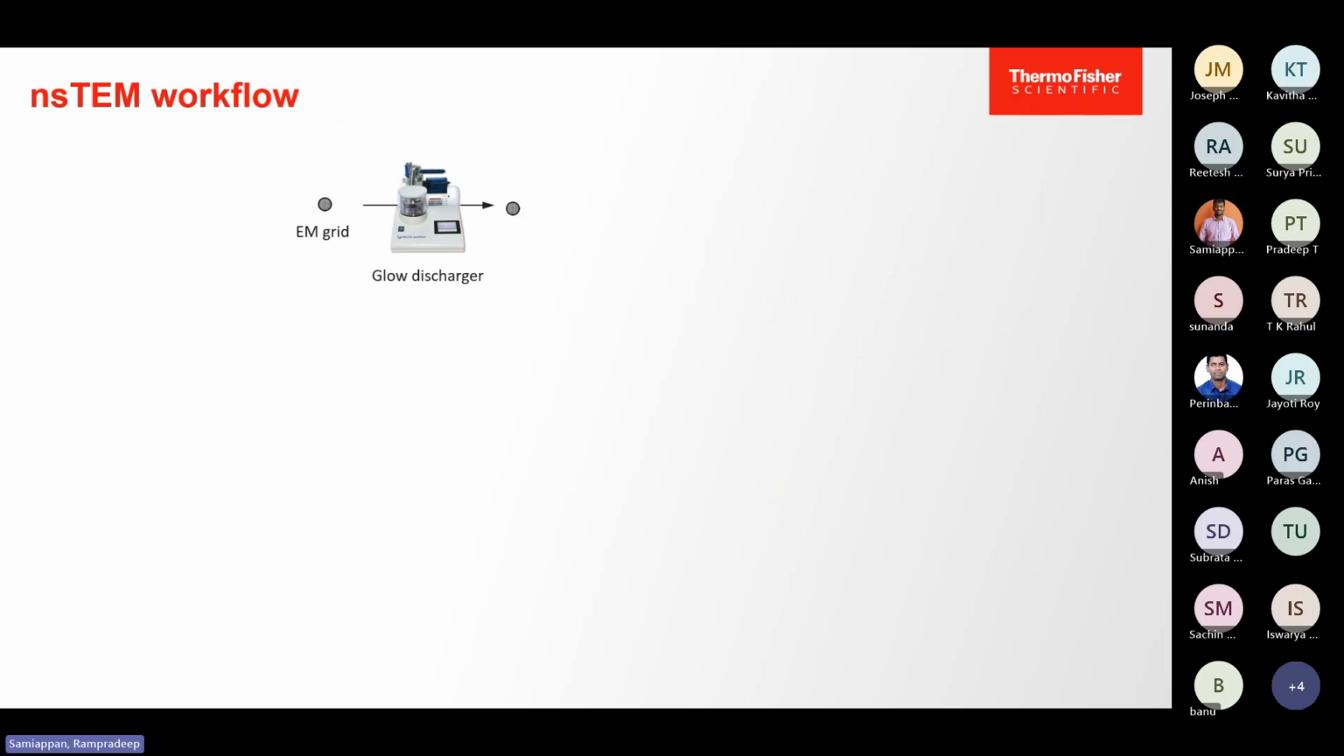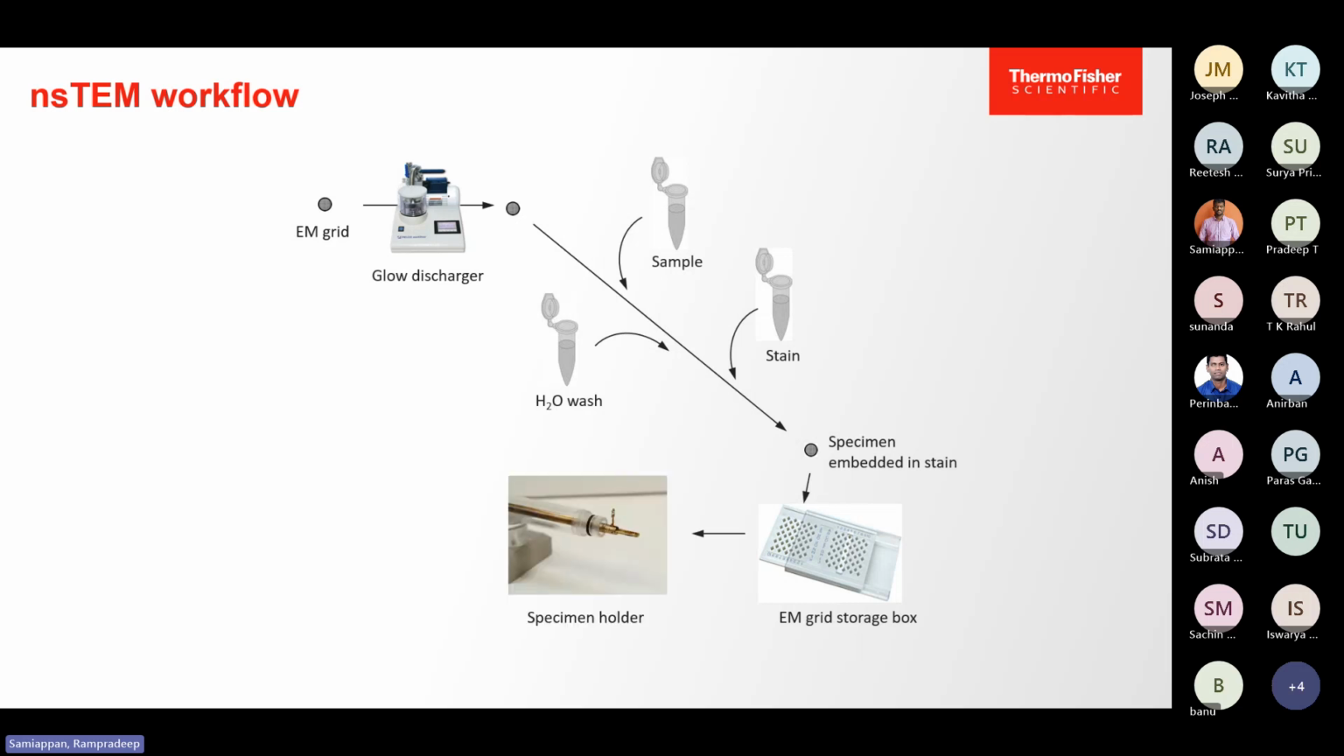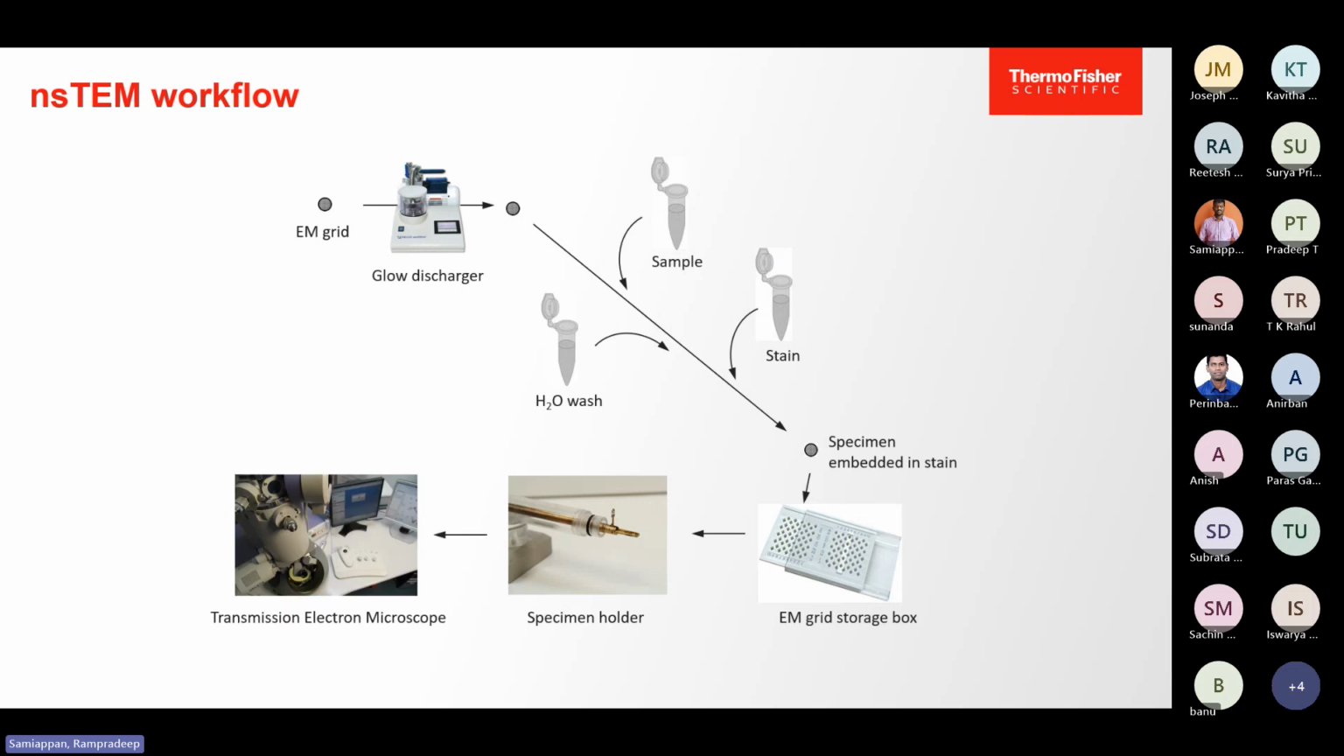And this is how the NS-EM workflow goes. Once you have the grid, it is glow discharged to make the grid hydrophilic. Then your sample of interest is applied. Then there is a step called water wash, which might be done either 1 time or 3 times. Afterwards comes staining, where the sample is embedded in the stain, and it is dried. There is a drying time of approximately 5 to 15 minutes, and then it's stored in a storage box for later visualization in the microscope. So this is the whole NS-EM workflow.